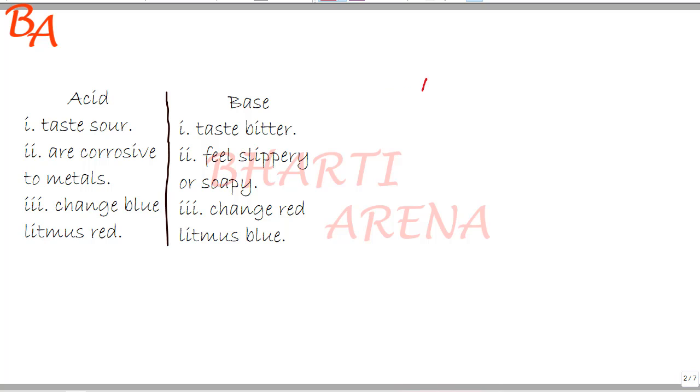It was Robert Boyle to label substances as acids and bases. Acid from Latin term acre, meaning sour, and it was Arrhenius who first defined these two terms, acid and base.